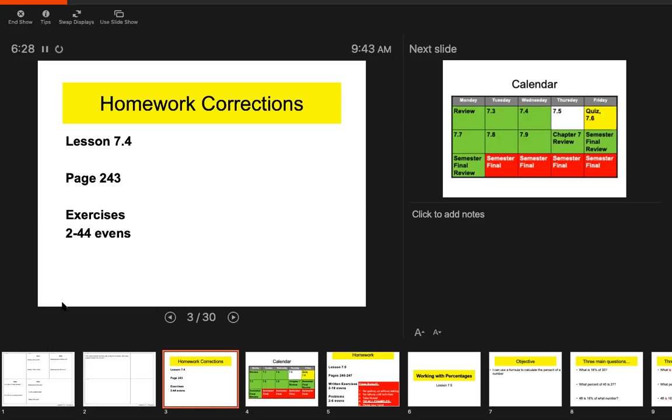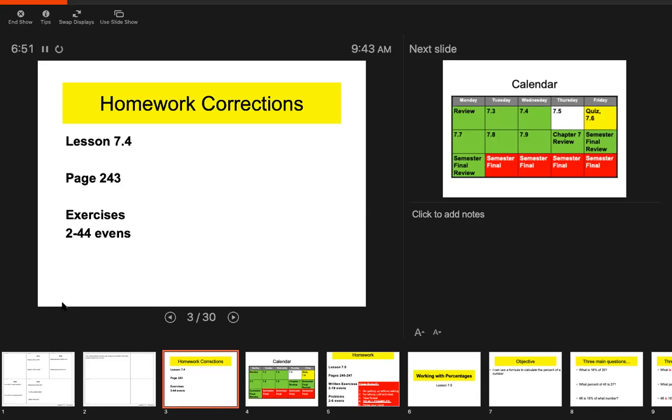Number 18, 40.9%. It said round to the nearest 10th, so all these will be to the 10th. Number 20, 58.3. We just did that. 58.3%. Number 22, 4.8%. Number 24, 44.4%.